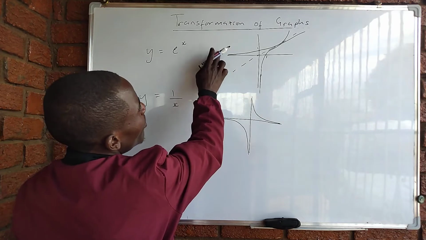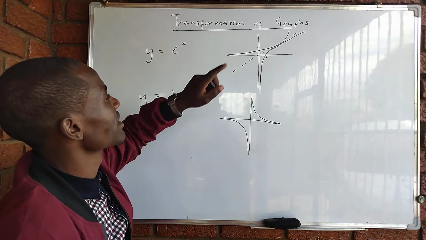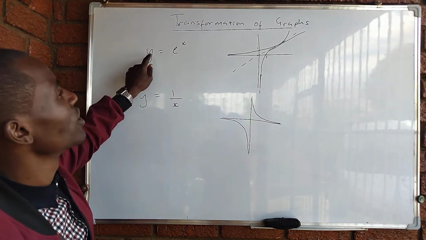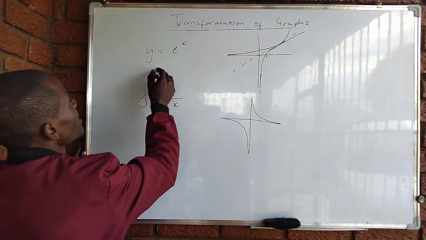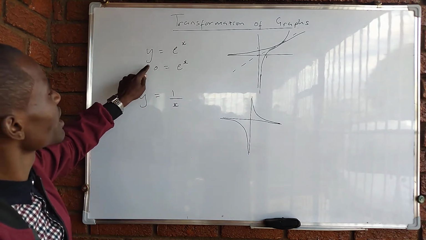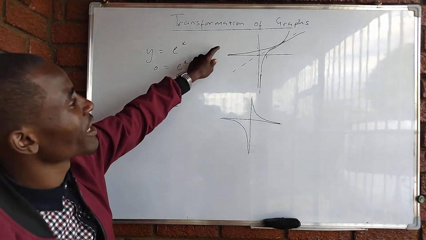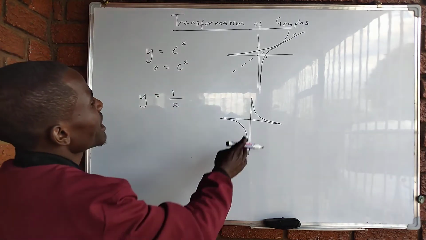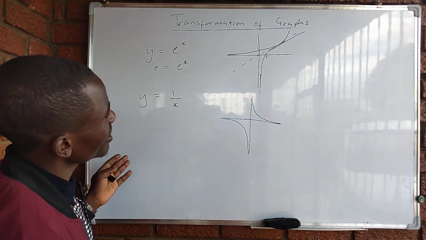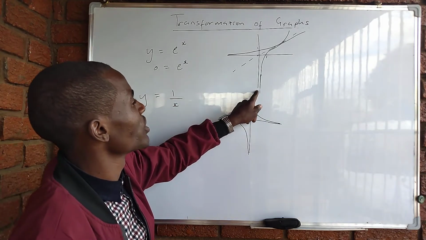Then e to the power x approaches the x-axis but does not touch it. The x-axis is y is equals to 0. So when y is equals to 0, our graph does not exist, because if you say 0 is equals to e to the power x, you would need ln 0, which gives an error, right? So when y is equals to 0, the graph of e to the power x does not exist. Then for y is equals to ln x, when x is equals to 0 it does not exist, right? So the graph of e to the power x has the x-axis as asymptote, and ln x has the y-axis as asymptote.